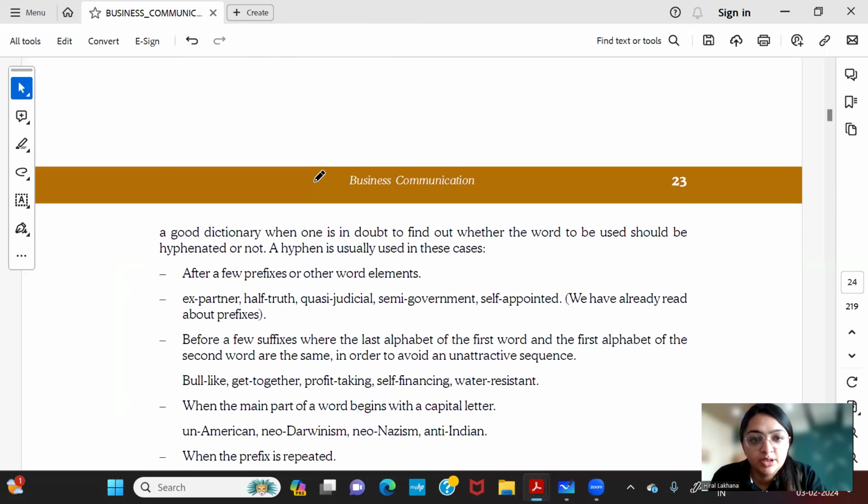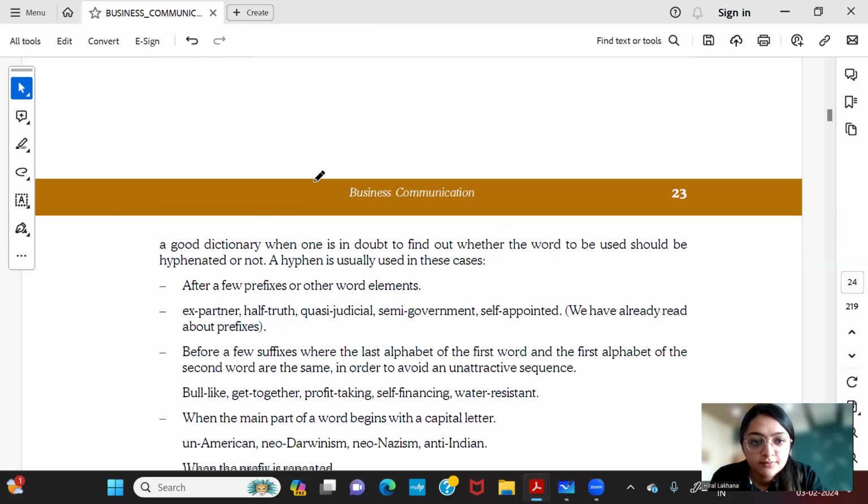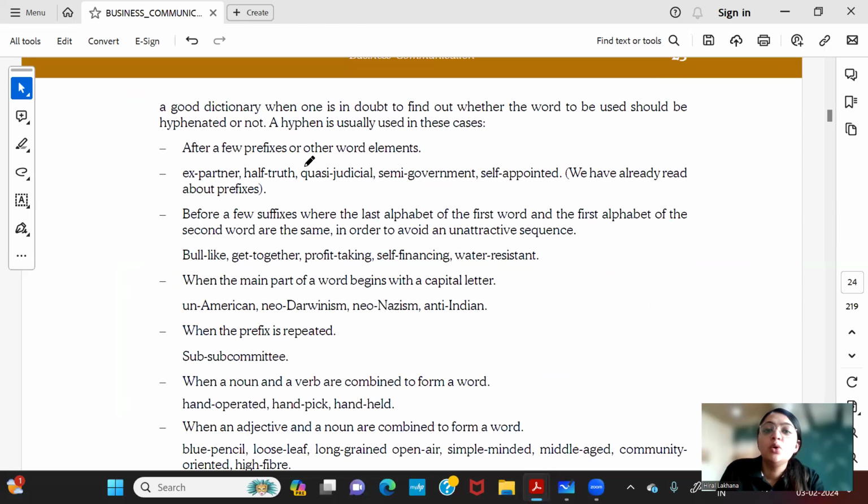Yes. So it is used in between words to clarify meaning. So say, for example, yes. So common cases where hyphen will be used, we can read here as follows. So if we are saying ex-partner, half-truth, quasi-judicial, semi-government. So if you can see here, these are all prefixes that were being used. So we had learned in part one of the parts of speech that there are prefixes and suffixes. So if you could see here, these are all prefixes. So ex, half, quasi, semi, self. So these are all prefixes.